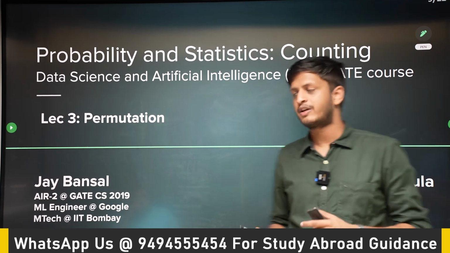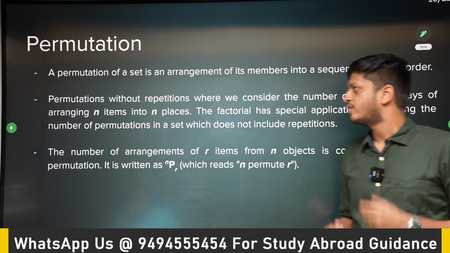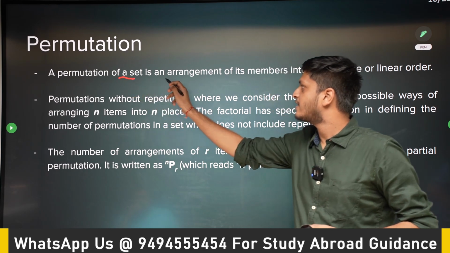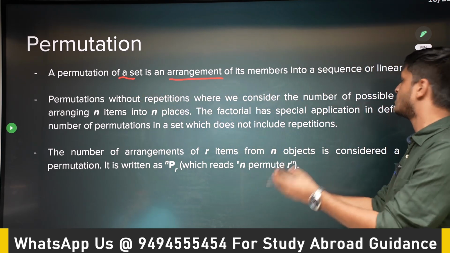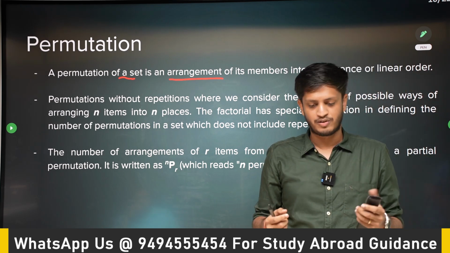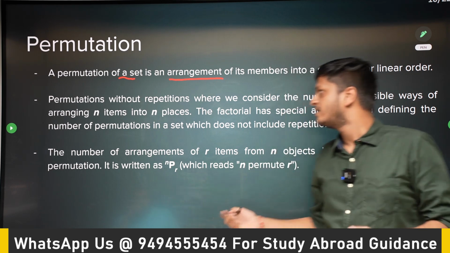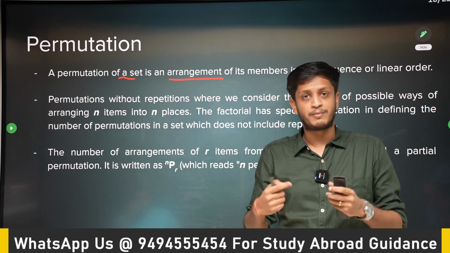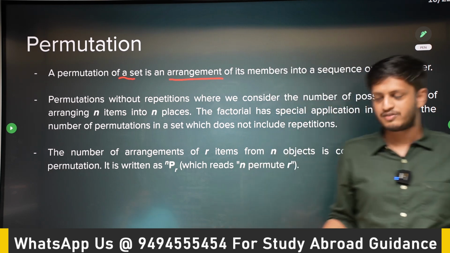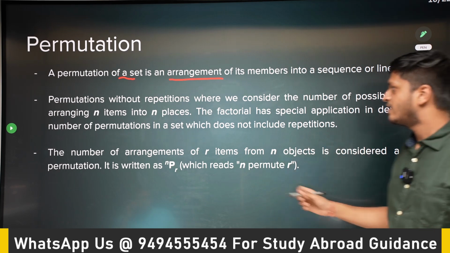So this is lecture number 3 on counting, and in this lecture we will discuss permutation. Cool. So what is a permutation? A permutation of a set is an arrangement of its members into a sequence or a linear order. As I told you in the last lecture, while discussing factorial also, permutation is nothing but in how many ways can you arrange objects. So by definition, if you want to permute n objects in n places, we already know the number of ways, it is n factorial, right? So permutation is just arranging the members of a set into a sequence.